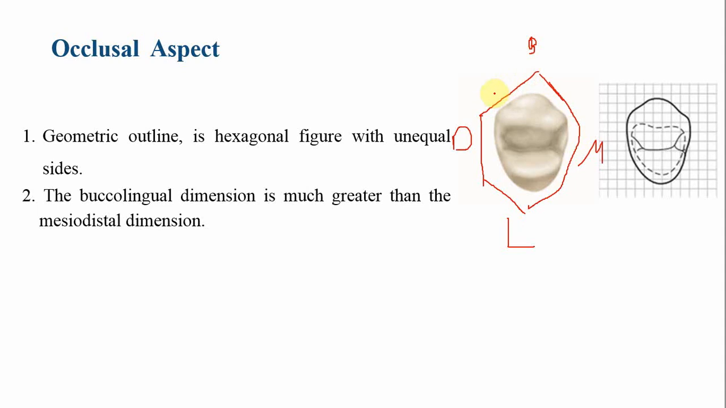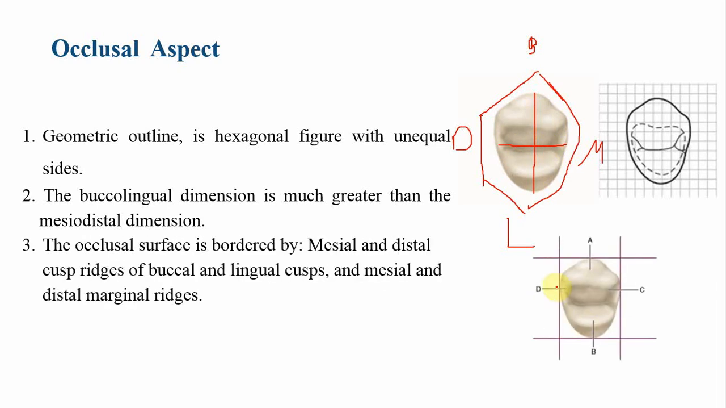Mesiobuccal and distobuccal are nearly of the same length. The mesial side is shorter than the distal, and the mesiolingual is shorter than the distolingual. Also, it can be noticed that the buccolingual dimension of this tooth, like most of the posterior teeth, especially the maxillary posterior teeth, is greater than the mesiodistal dimension. The location of the distal contact area is slightly buccal to the mesial. The distal is buccal to the mesial.